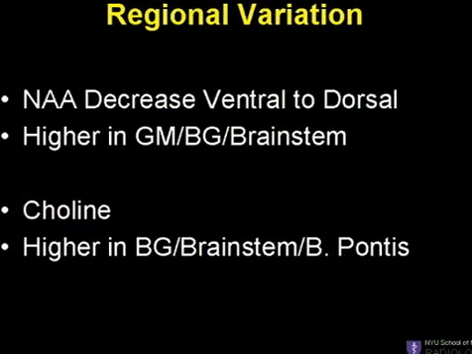As we do more and more MRS, we're learning now that there is certainly quite a lot of variation between different regions of the brain. As a general rule, there is some decrease in NAA when you go from anteriorly or ventrally to dorsally. NAA is generally higher in the gray matter, in the brainstem, and in the basal ganglia. Similarly, choline levels are generally higher in these structures, probably because of the nuclei that are situated in these structures.